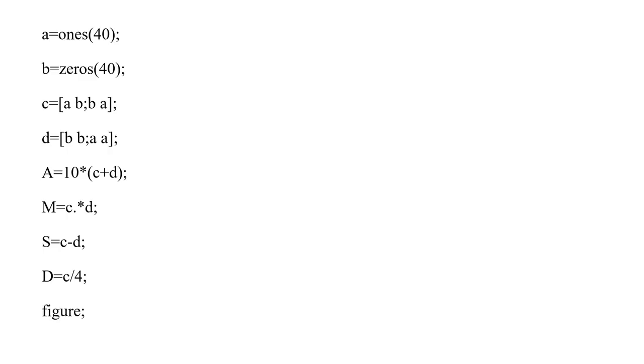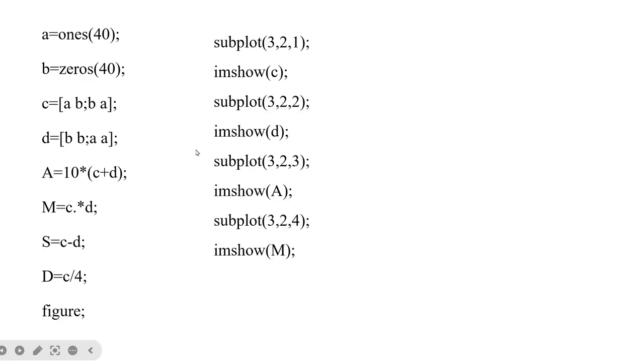Next you have figure, which will create a new figure window. Then we have these commands, that is subplot(3,2,1). This is for rows, this is for columns, and this is the first quadrant. So here it will create 3 rows and 2 columns, and this is the first quadrant. Then imshow(C). So here the image will be shown in the first quadrant, the C image. C image is what? This one. Whenever you perform this operation, that image will be displayed in the first quadrant.